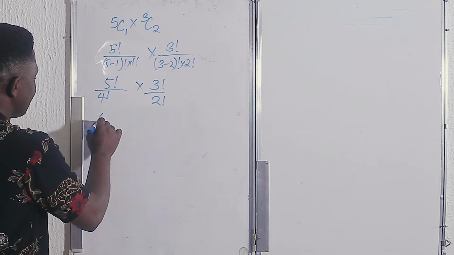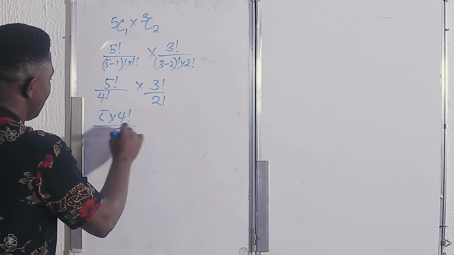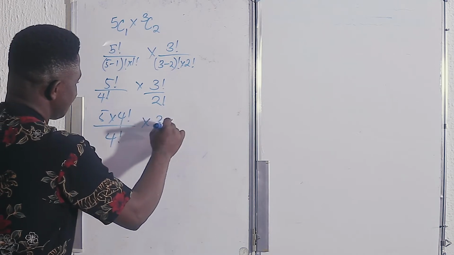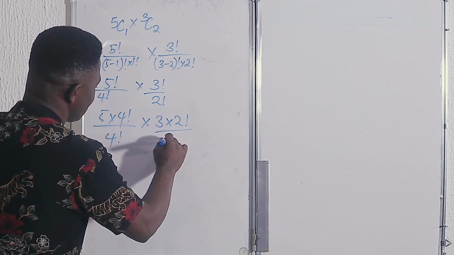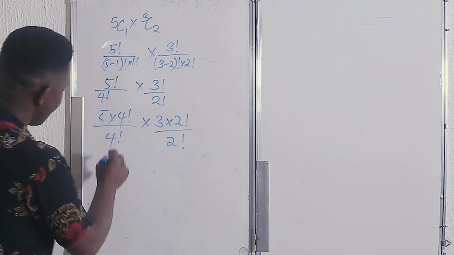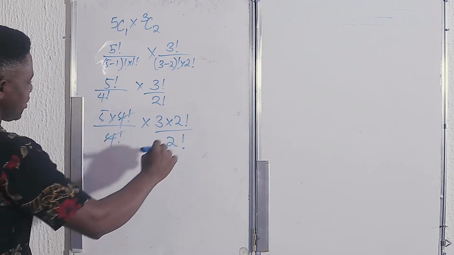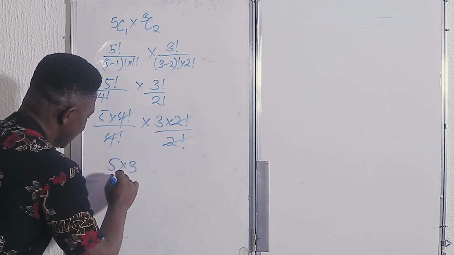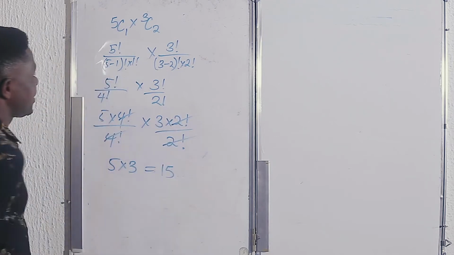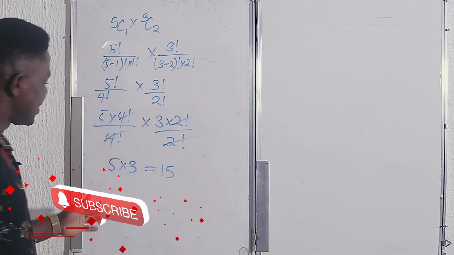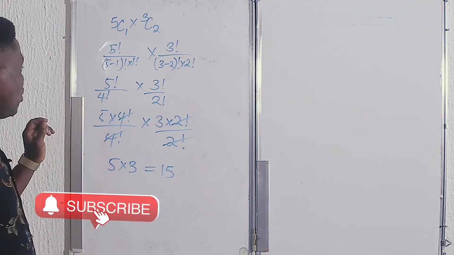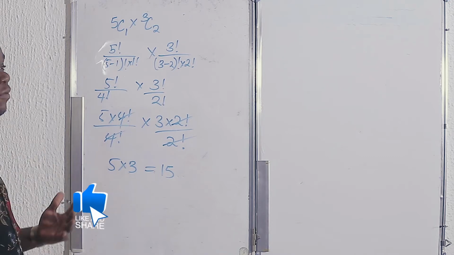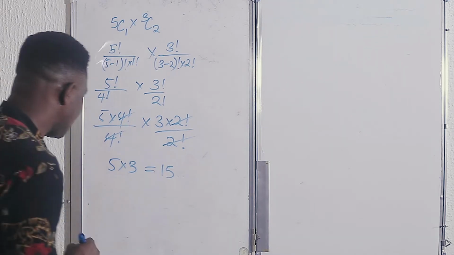5 factorial is the same thing as 5 times 4 factorial all over 4 factorial, times 3 times 2 factorial all over 2 factorial. 4 factorial will cancel 4 factorial, 2 factorial will cancel 2 factorial. We have 5 times 3, which is equal to 15. This is in the case where you have one man selected. Now let's look at the case where you have 2 men and then 1 woman.